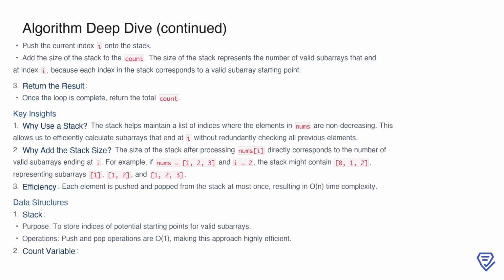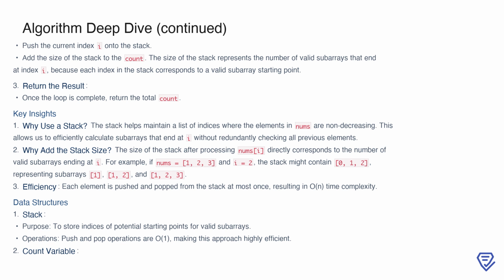As we iterate over the array, for each element nums[i], we check whether the stack contains indices of elements that are greater than nums[i]. If so, we pop indices from the stack, as those elements cannot form valid subarrays ending at i. Once the stack is updated, we push the current index i onto the stack.